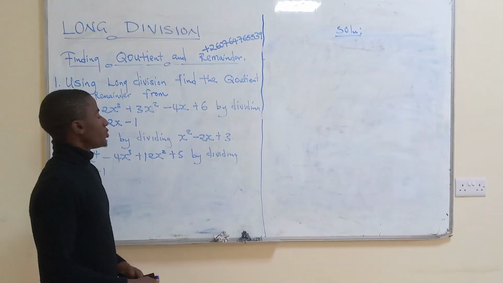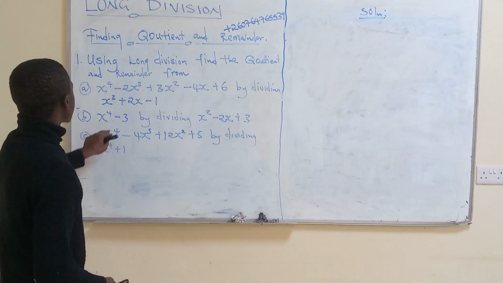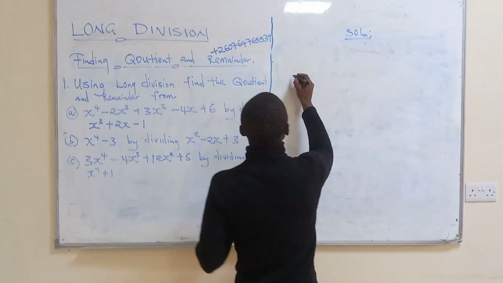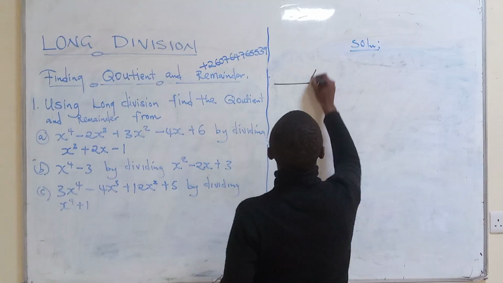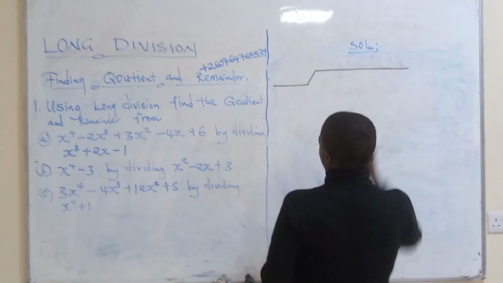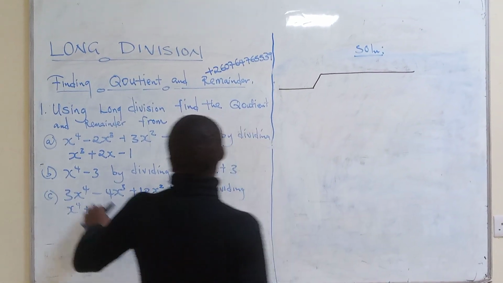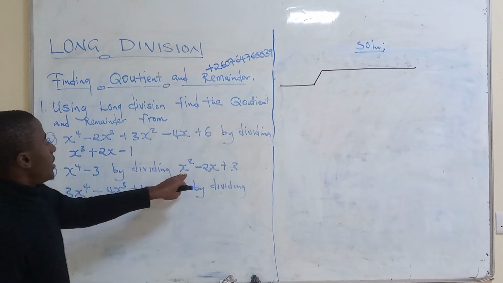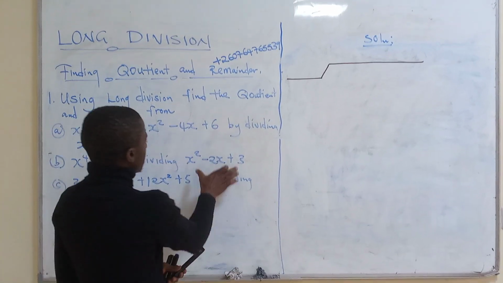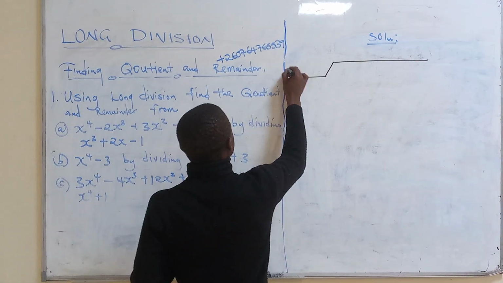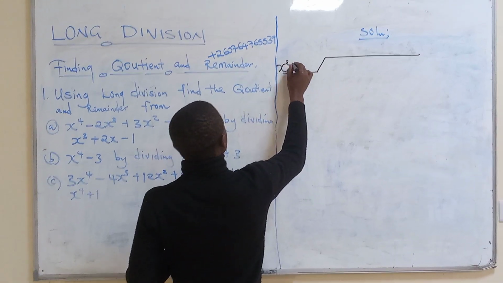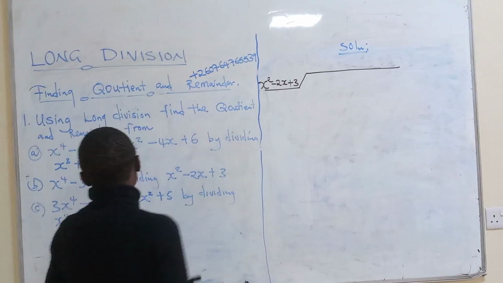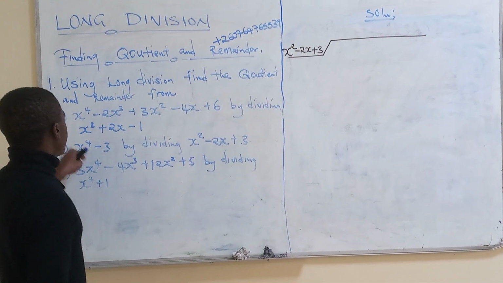So from where we ended, we are going to continue. We are starting with this one. The form of long division, we all know. So x to the power 4 minus 3, divided by x to power 2 minus 2x plus 3. This is our divisor, and x to power 4 minus 3 should be divided with this value.